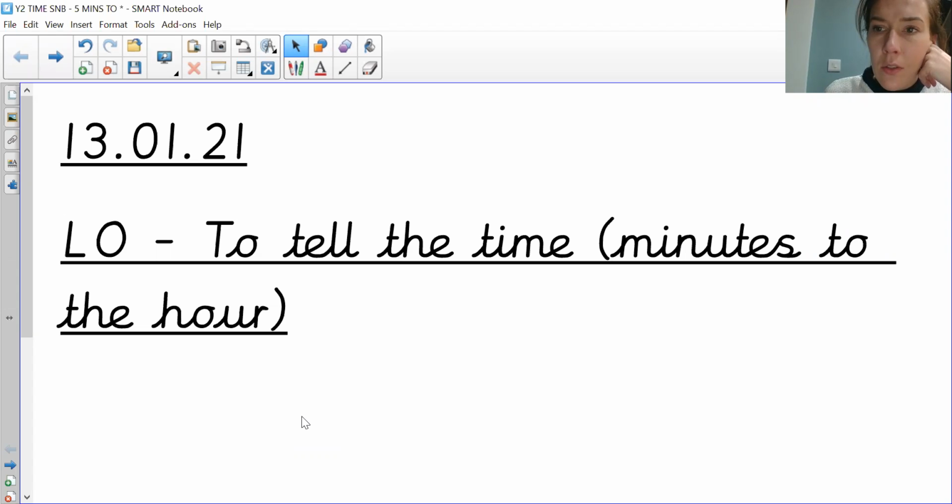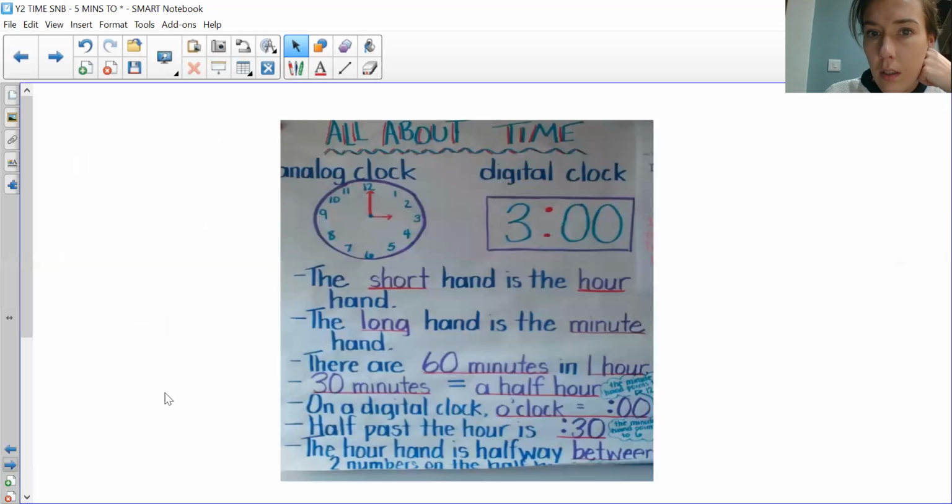Now I don't think you will have done a lot of this in year one, and we've not done much on time, so this is brand new learning, so just be kind to yourself, take your time with it, and it will click eventually. So let's go through it together.